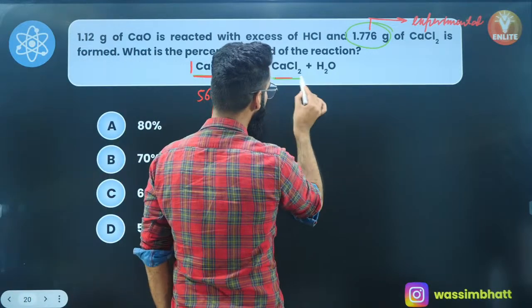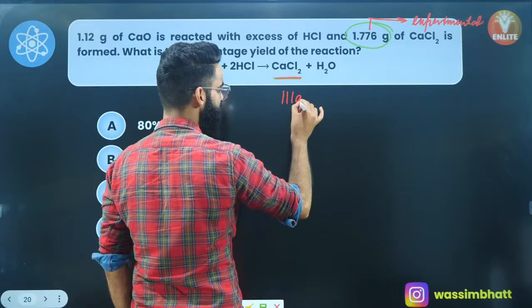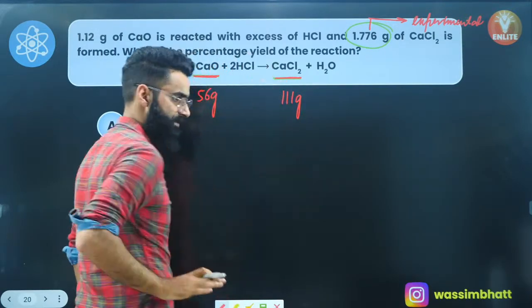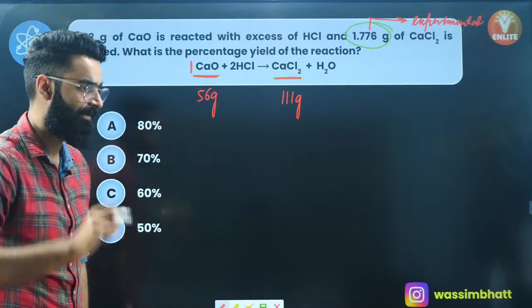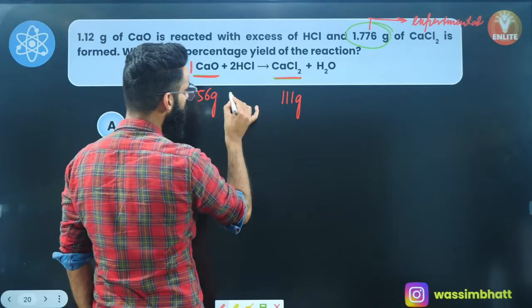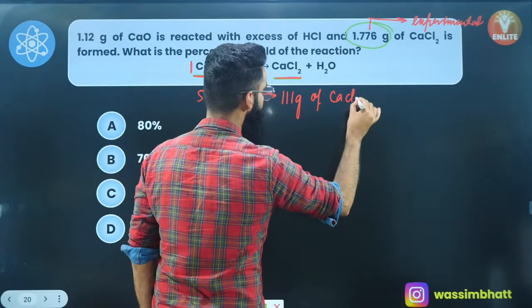Similarly guys, if you talk about CaCl2, the molar mass of CaCl2 is 111 grams, or you can say 111 grams is the mass of 1 mole of CaCl2, right? Now have a look at exactly what I'll be doing. Can I say 56 grams of CaO should give 111 grams of CaCl2 as per stoichiometry?